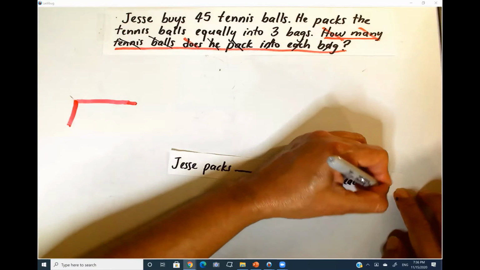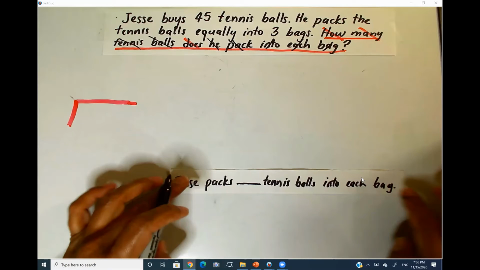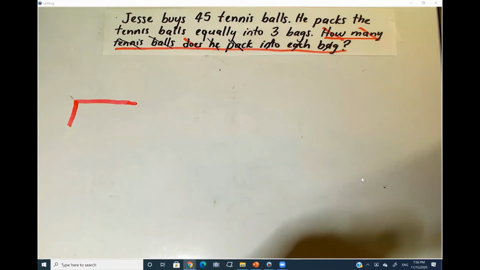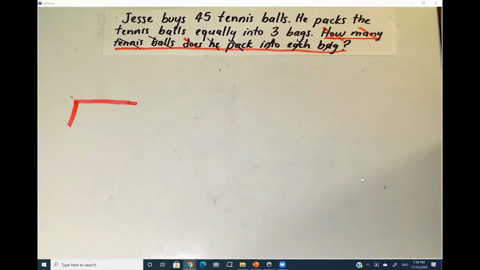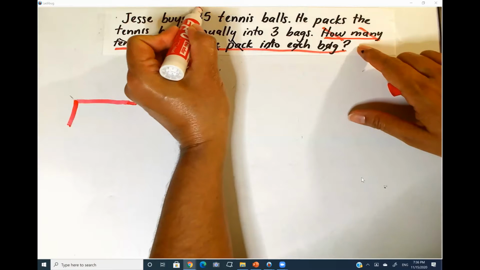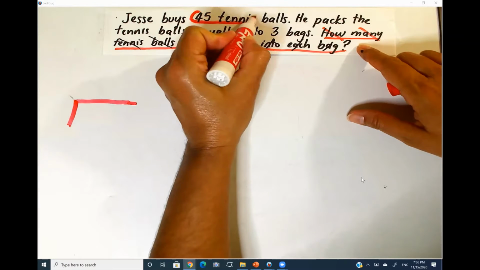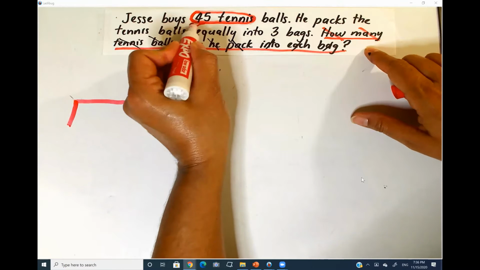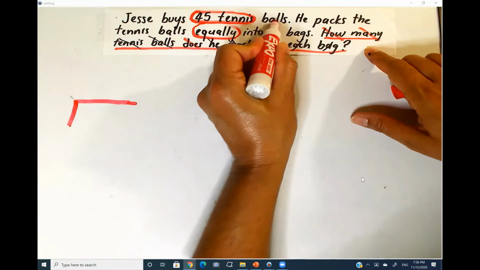Now that I have my answer statement, now I'm going to look for the important information. And I'm going to start representing that information, but this time I'm going to do it with some manipulatives that are virtual. So Jesse buys 45 tennis balls, and he needs to pack the tennis balls equally into 3 bags.